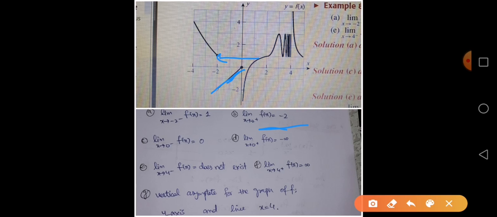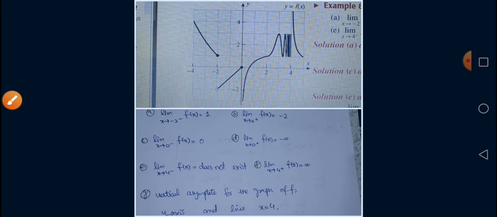For part C, we have to find the limit as x approaches 0 from the left-hand side. Here we have 0, and from the left-hand side the graph is approaching 0, so it is equal to 0. For the limit as x approaches 0 from the right-hand side, the graph is getting the value negative infinity.